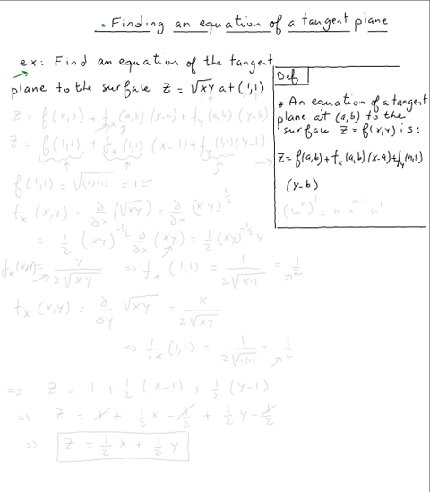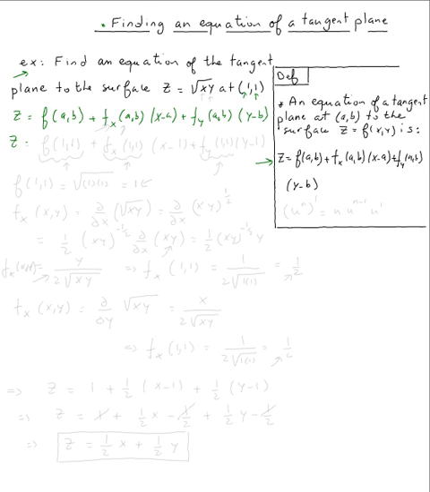So let's look at the definition. The equation of a tangent plane at (a, b) to the surface z equal f of xy is z equal f of (a, b) plus fx of (a, b) times x minus a plus fy of (a, b) times y minus b. So in our case, a happens to be 1 and b happens to be 1.